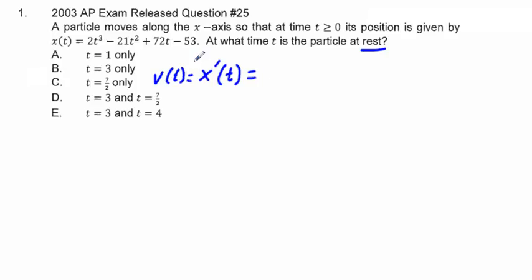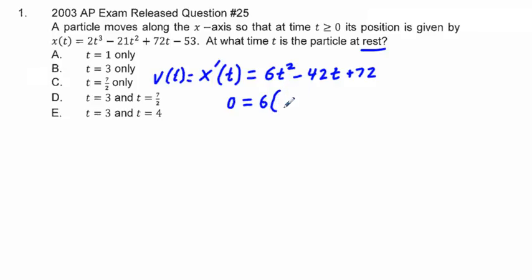And this is a non-calculator problem, so let's go ahead and find this first derivative. The derivative of 2t cubed is going to be 6t squared. The first derivative of negative 21t squared is going to be minus 42t, and the first derivative of 72t is going to be plus 72. To find where the particle's at rest, we set the first derivative equal to 0. And I'm going to take out a common factor from these 3 terms, which is going to be the number 6.